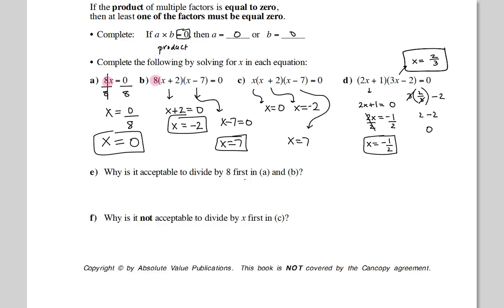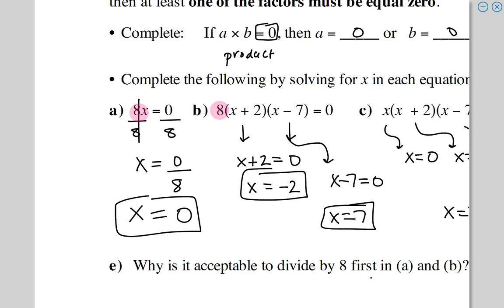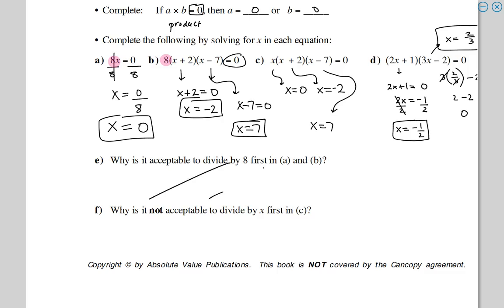Why is it acceptable to divide by 8 in A and B? It's acceptable to divide by 8 because this is just a product. It's a product equals a product, and then 0 on the other side. So I'm not sure what this is getting after. Why is it not acceptable to divide by x first in C?